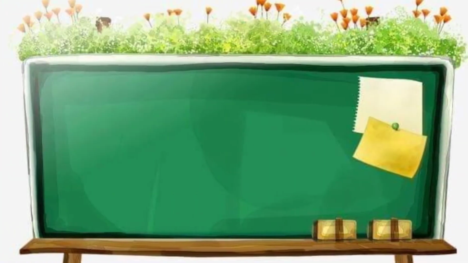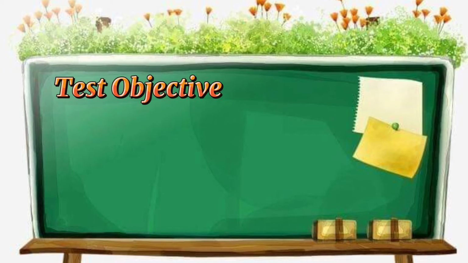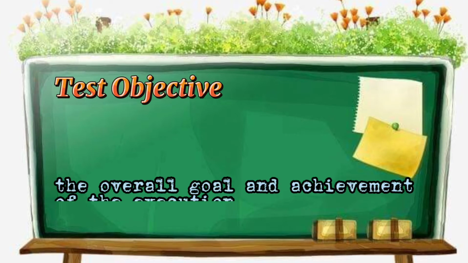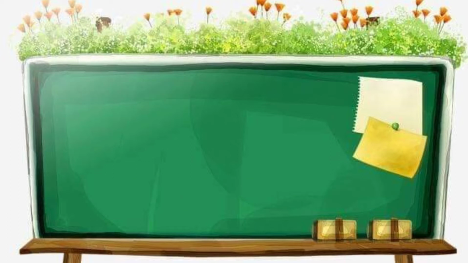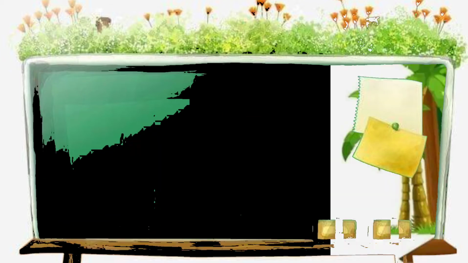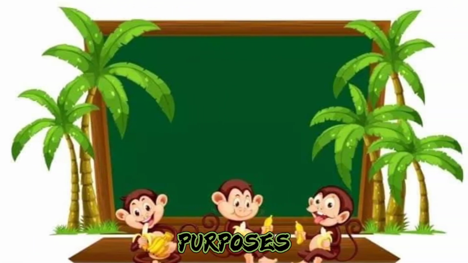Now, let's define what is a test objective. Test objective is the overall goal and achievement of the test execution. Therefore, the objective of the testing is finding as many software defects as possible. It is to ensure that the software under test is bug-free before release. So here are the following purposes of test objectives. First purpose is to prevent defects. Efficient testing helps prevent defects and that helps in providing an error-free application.